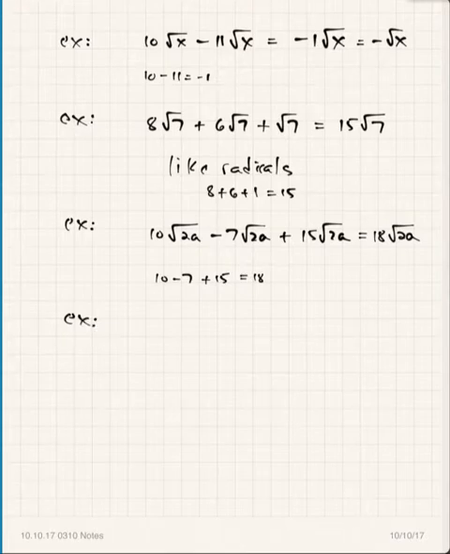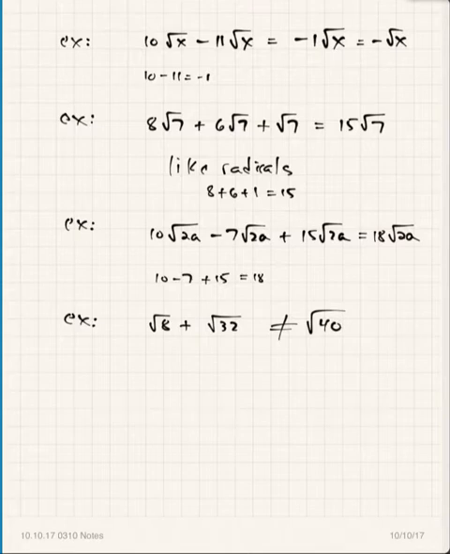So let's look at this problem right here. Let's say you have square root of 8 plus the square root of 32. Now remember, you cannot add them, right? Square root of 8 plus the square root of 32 is not equal to the square root of 40. So let's emphasize that again. These are not like radicals right there. And so I cannot add those together.